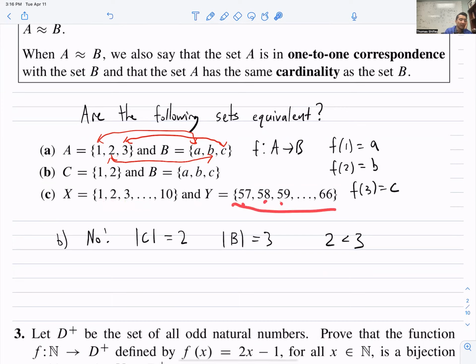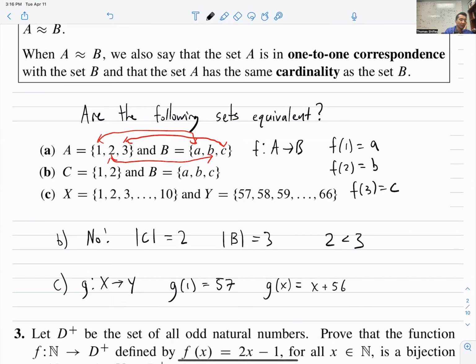Well, 1, 2, 3, 60 is 4, 61 is 5, 62 is 6, 63 is 7, 64 is 8, 65 is 9, 66 is 10, right? And so X and Y are in correspondence, and we can let g be the function from X to Y that sends 1 to 57. And so what does g send an arbitrary guy in X? It's going to send it to x plus 56, and that will get the job done, because then if you plug in 10, it gets sent to 66, and if you plug in 1, it gets sent to 57, and it gets sent to everyone in between.